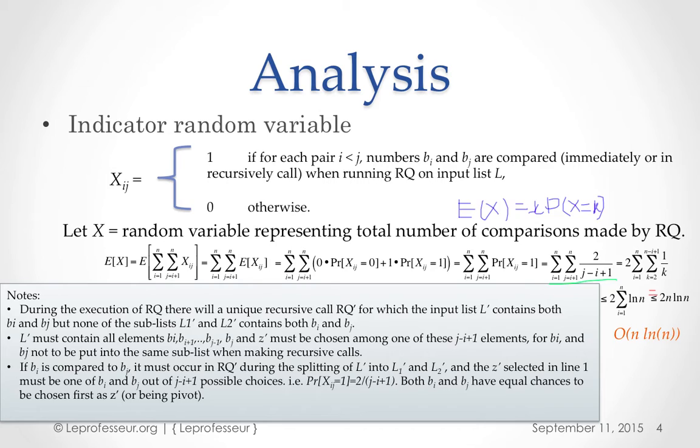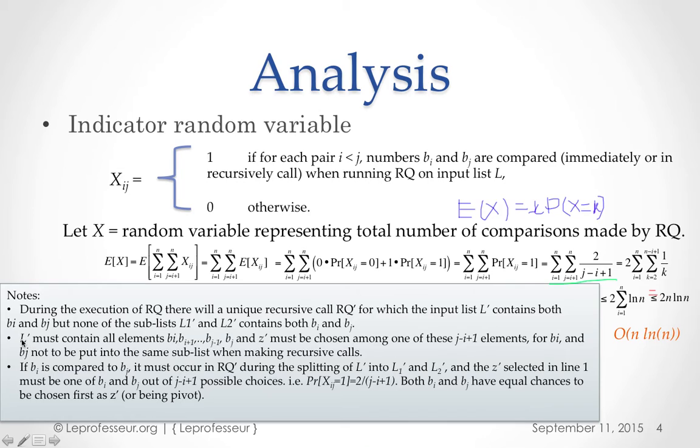So L' represents that your original list has changed now, because you have partitioned the array and you are calling the original algorithm in a recursive call. If you're not familiar with recursion, how we use that, I would recommend you watch the previous lecture on recursion. So what we are saying here is that there will be a unique call for which your input list L' will have both bi and bj numbers, but none of the sublists L1 or L2 will contain both bi and bj. Good.